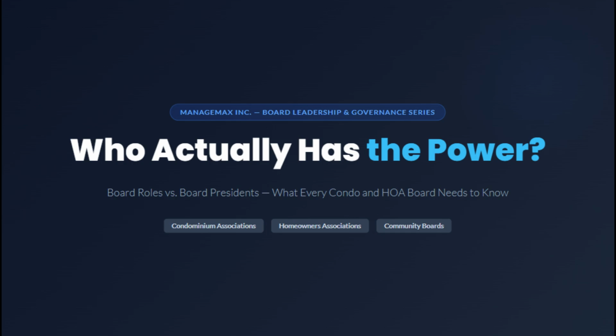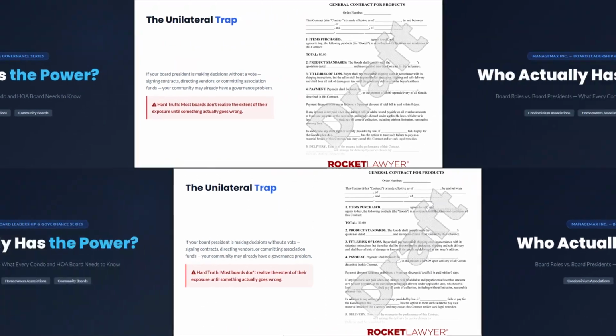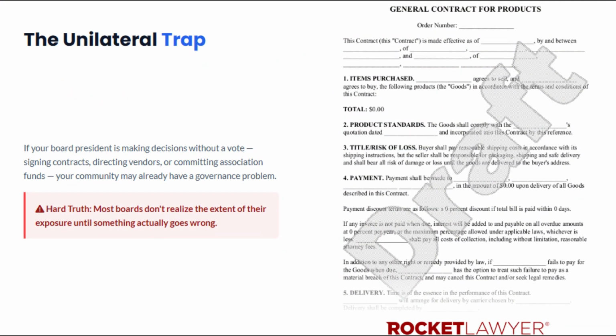If your board president is making decisions without a vote, signing contracts, directing vendors, committing association funds, your community may already have a governance problem. And here's the harder truth: most boards don't realize it until something goes wrong.